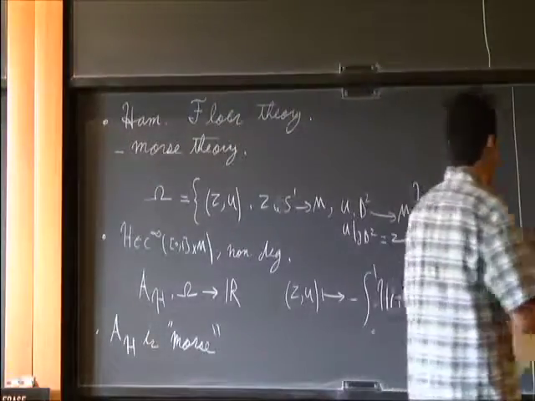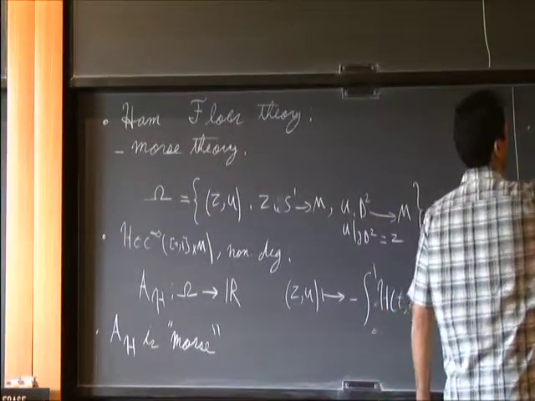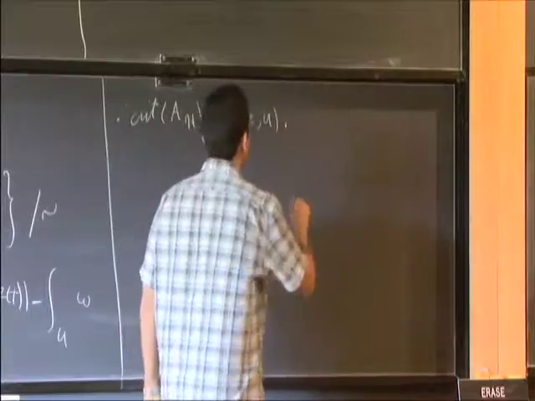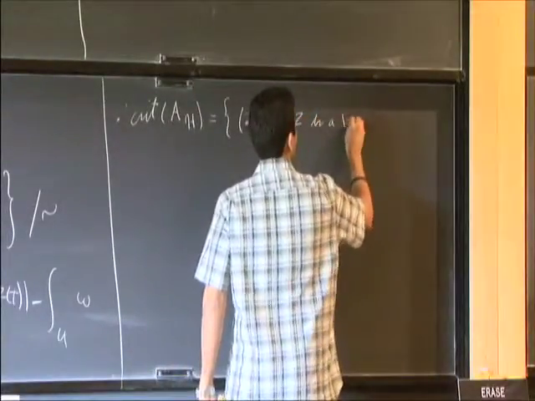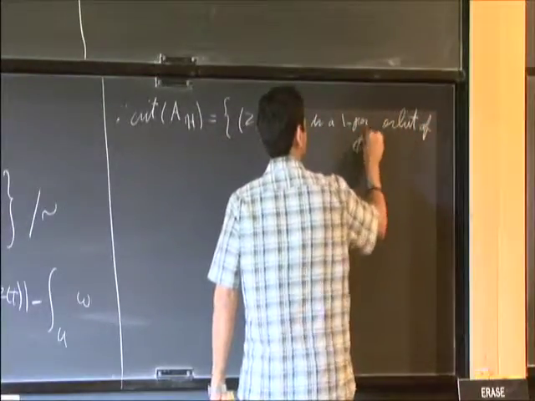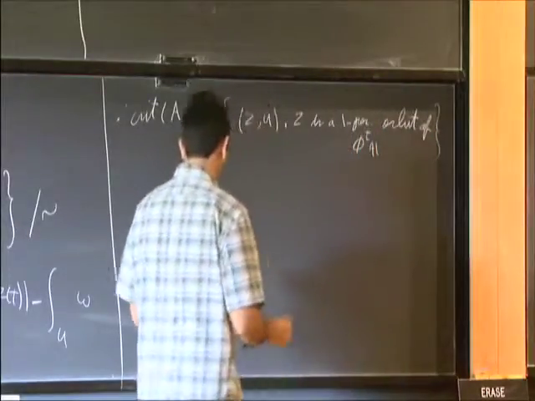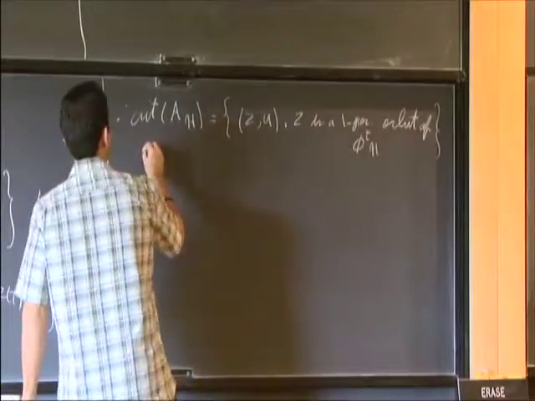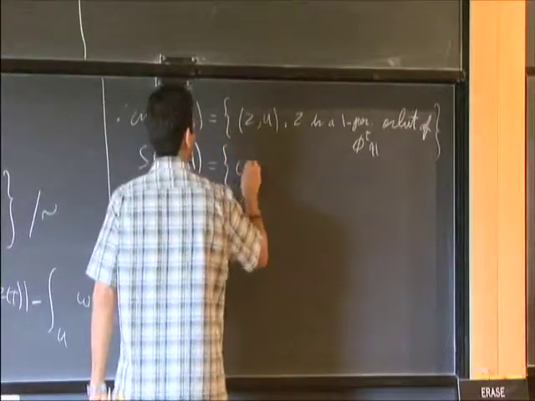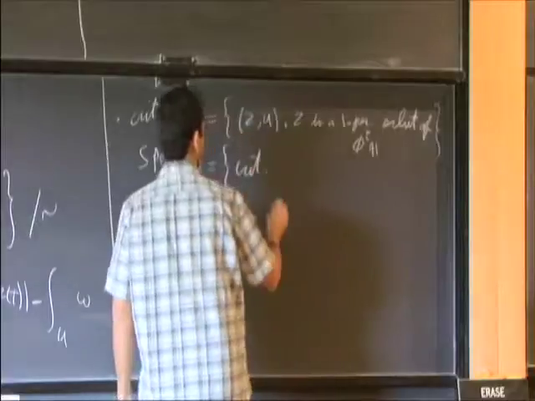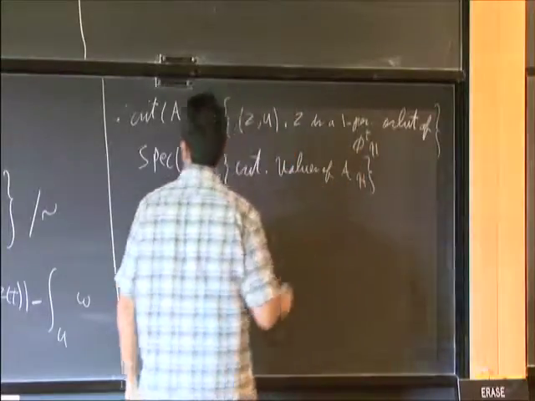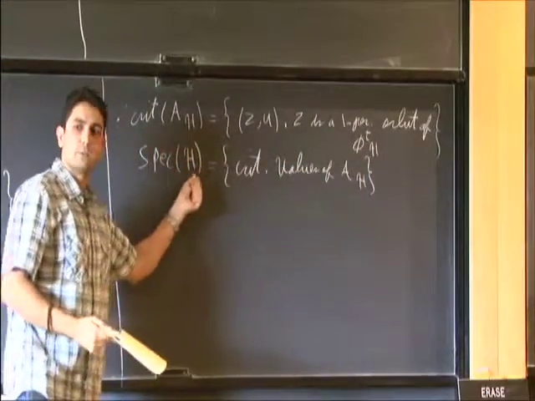Its critical points are pairs z comma u, where z is a one-periodic orbit of the Hamiltonian flow. So, right, let me define what the spectrum is right now. The spectrum of a Hamiltonian is basically the set of its critical values, so the values of the action functional at the critical points. And what these spectral invariants will do is give you a nice way of picking out numbers from the spectrum.